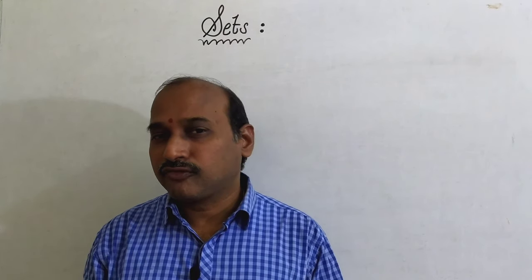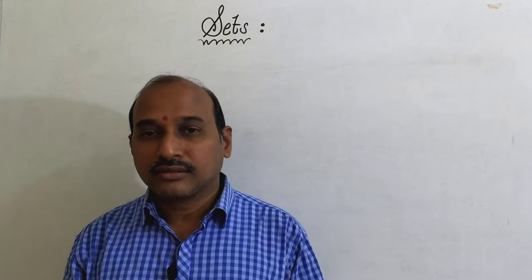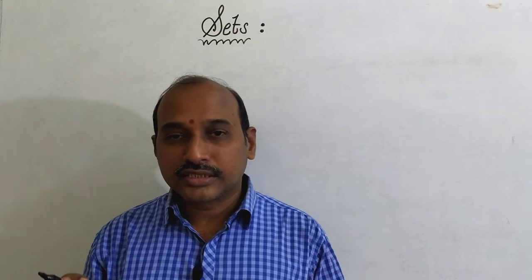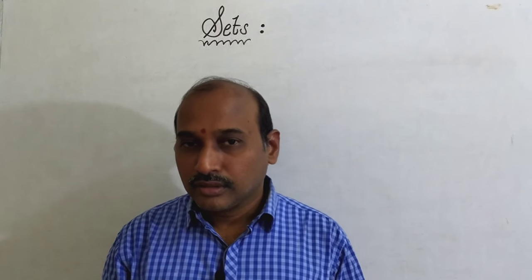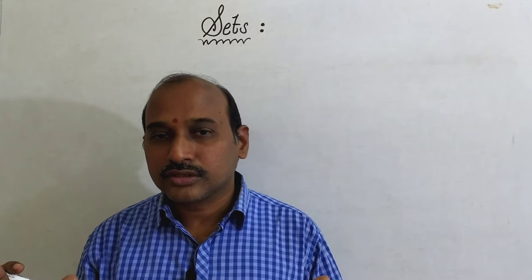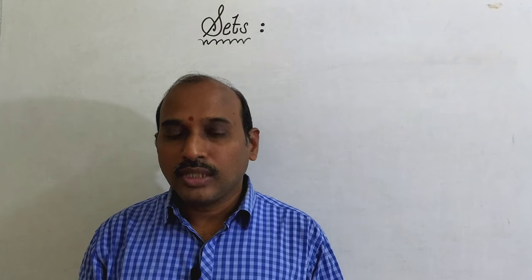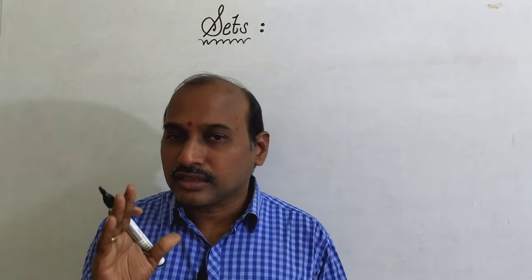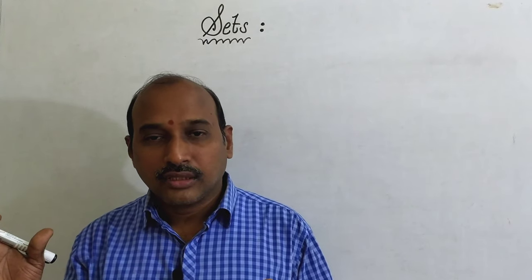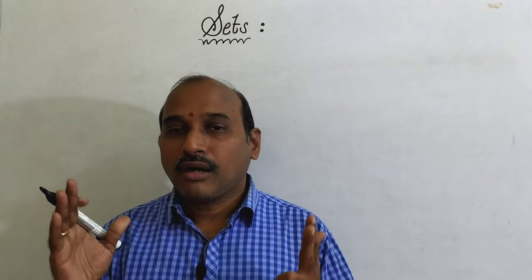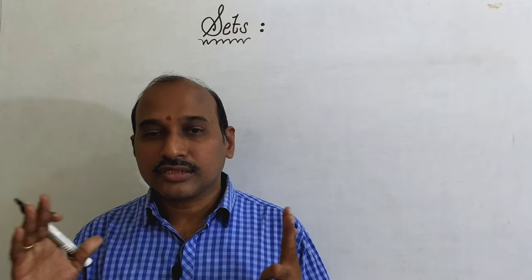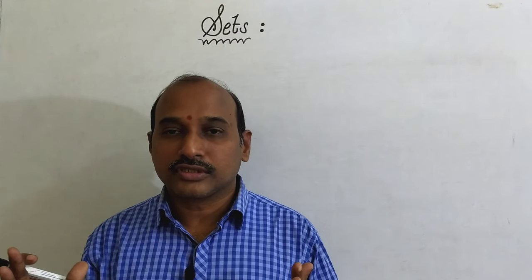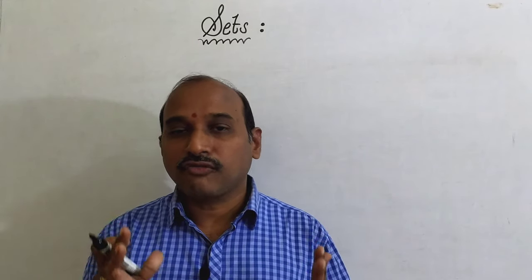What is a collection of objects? In our daily life, we come across different collections of objects. Suppose in English the vowels are there: A, E, I, O, U. We can say that is a collection of objects. Objects we can otherwise call elements. A cluster of stars, like this we can give examples. So that is a collection of objects.